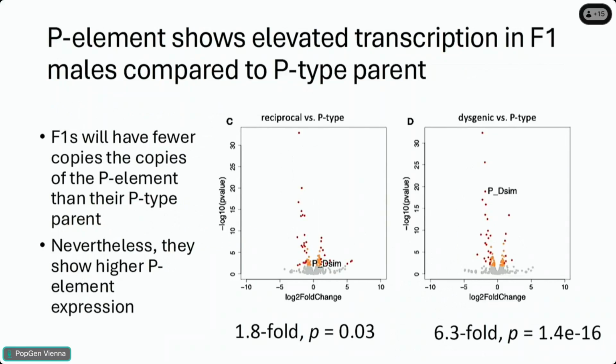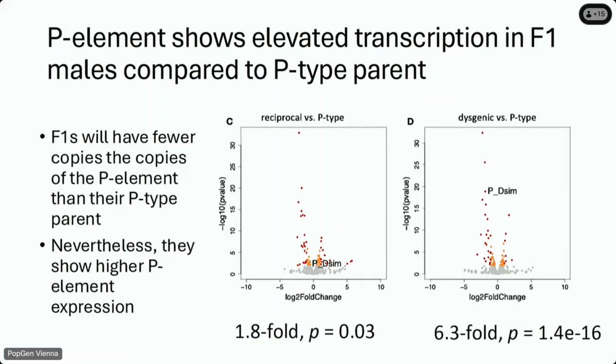We also compared the dysgenic types to the P-type parent. This is a little bit of an uglier plot. There's a lot more going on. I'm not sure how much of it is interesting, but we looked at reciprocal versus the P-type parent, and you see that the P element is not very highly expressed compared to other TEs.